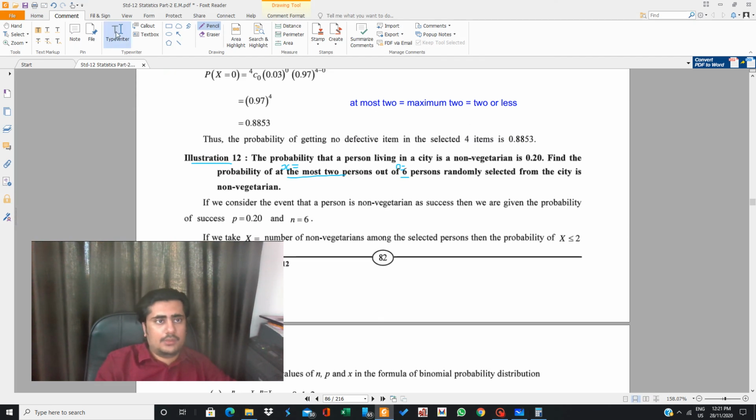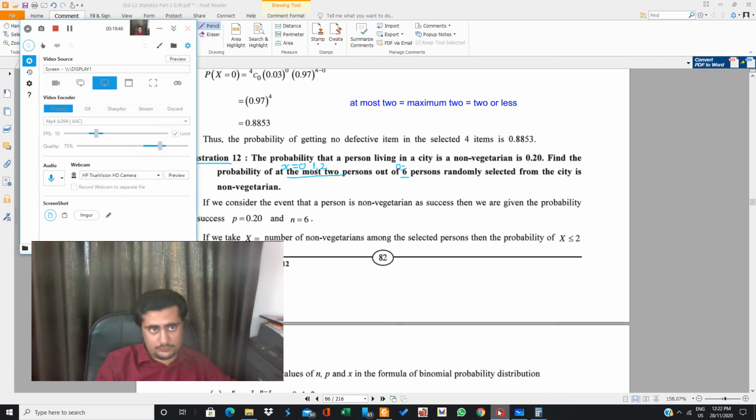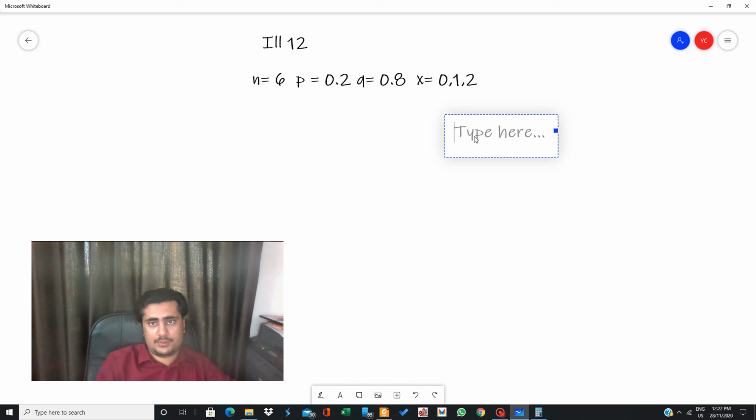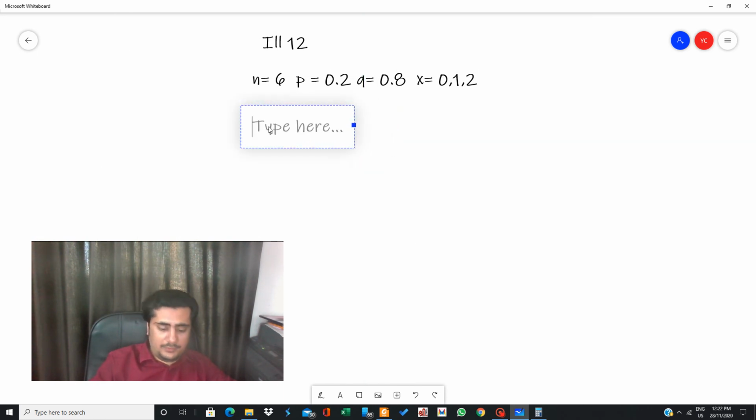See, it is very simple. If I tell you that at most 2 is maximum 2, maximum 2 means 2 or less. So 2 or less will comprise of 0, 1, 2. So you are having 3 values of x. You got my point? So what we'll do, we'll find each and every value one by one.